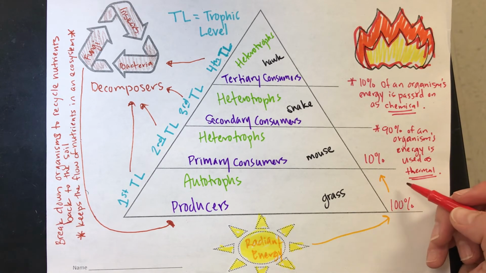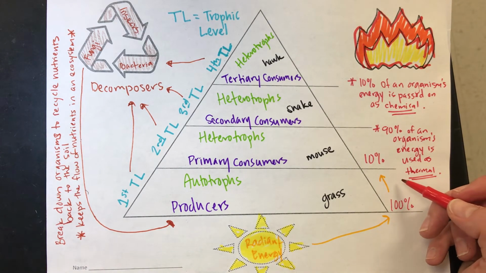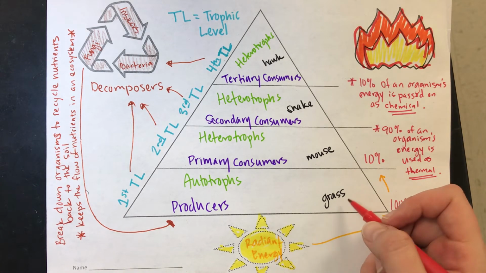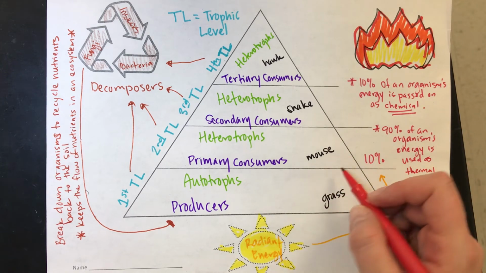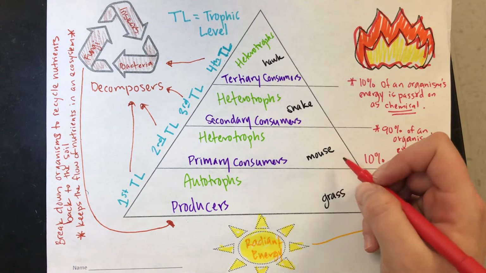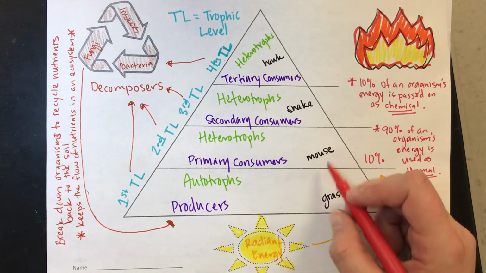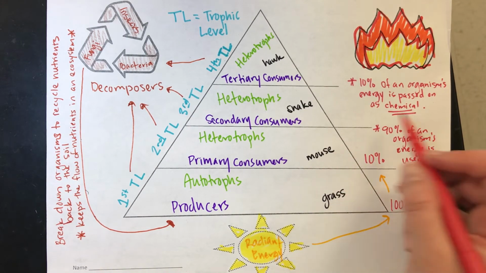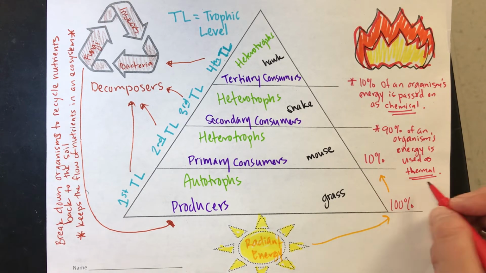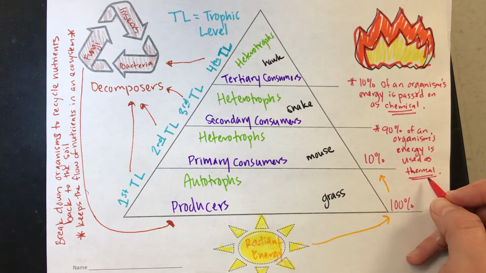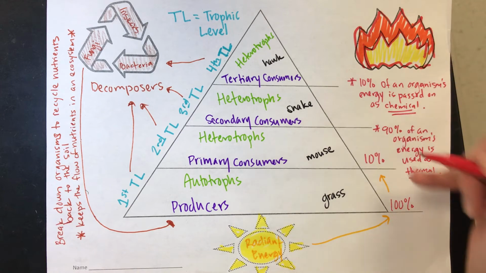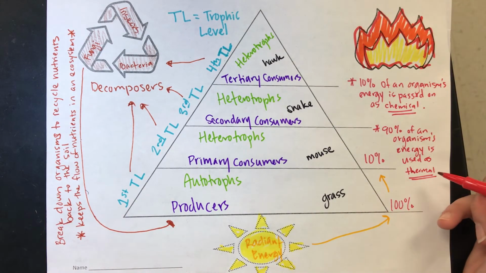90% of the energy is going to be used up by the organism living its life processes. So for the grass, going through tropisms, through growing. The mouse will use 90% of its energy hunting for food, hiding food, running away from predators. It's going to be using up 90% of the energy it gets from the grass just doing mouse stuff. So it's used as thermal energy, which is body heat, or mechanical energy, which is just moving around. So that is what happens with our energy flow through this pyramid.